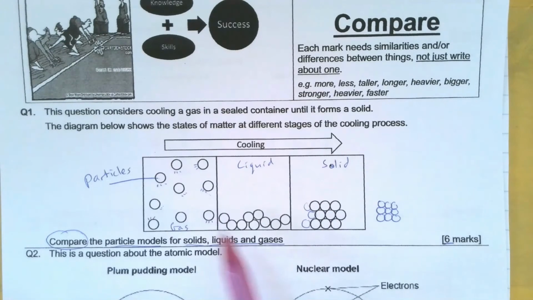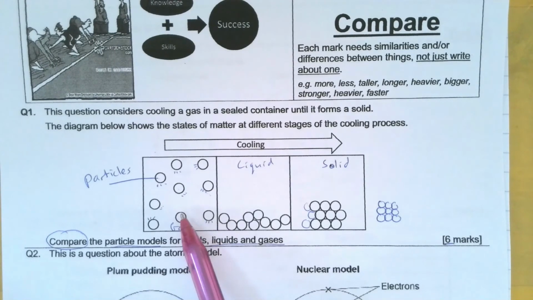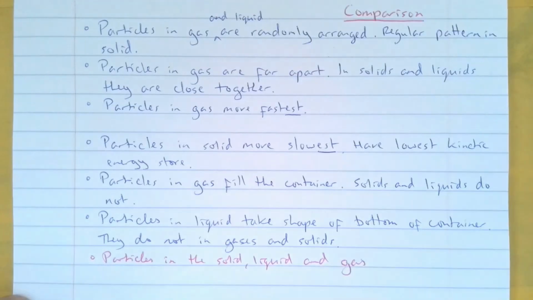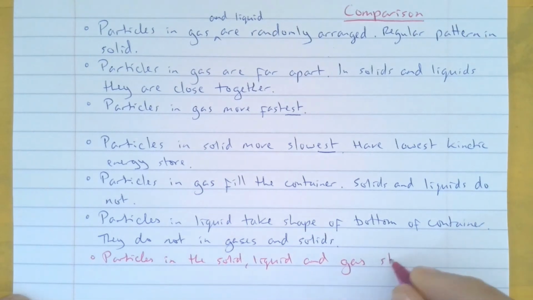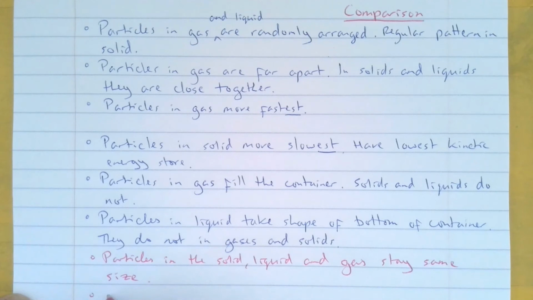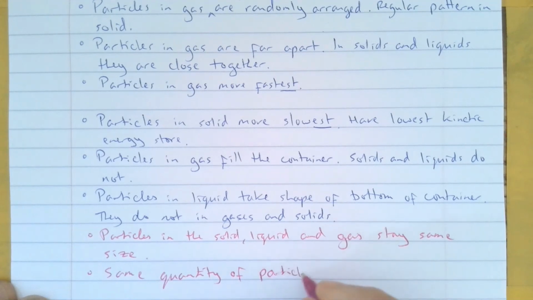The same number of particles in each diagram, which again is a very common misconception. Textbooks often do this, where here we've got 9 particles in the solid. Quite often they'll only draw 3 in the gas, which is really wrong. The number of particles is the same in each state of matter. So you can also put similarities here. Particles in solid, liquid and gas stay the same size. And you could also say same quantity or same number of particles. That's right. So same quantity of particles in each state of matter. The particles don't disappear and you don't make new particles.